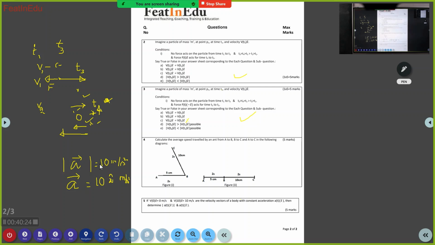Sorry, 1 meter. Sir, I wrote it 1 meter per second towards. No. Here, modulus of a bar is 1 meter per second square. Very good. Acceleration a bar is 1 x cap meters per second square.